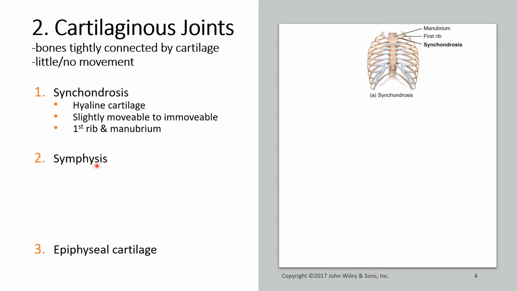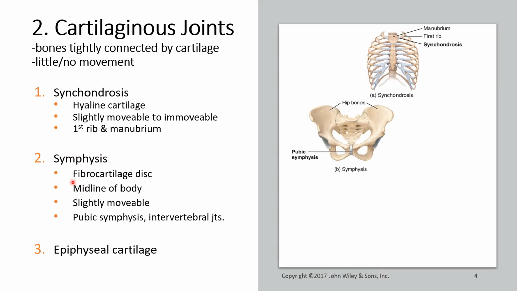We also have symphysis, and a symphysis is using a fibrocartilaginous disc. So we have those fibrocartilaginous discs or pads. We'll see those here in your pubic symphysis. We'll see those in the intervertebral discs that I was showing you on the slide before. Again, it's going to allow for slight motion, and these are two great examples for you.